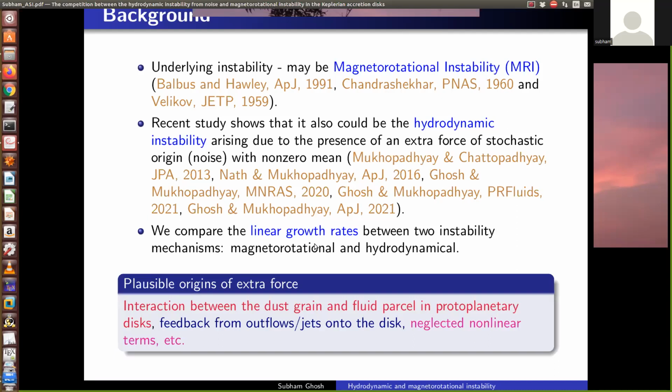So in the context of accretion physics, it could be interaction between the dust grain and fluid parcel in a protoplanetary disk, feedback from outflow jets onto the disk, or even the neglected nonlinear terms when we do the linear analysis, etc. So having set this background, let us study the linear growth rates.